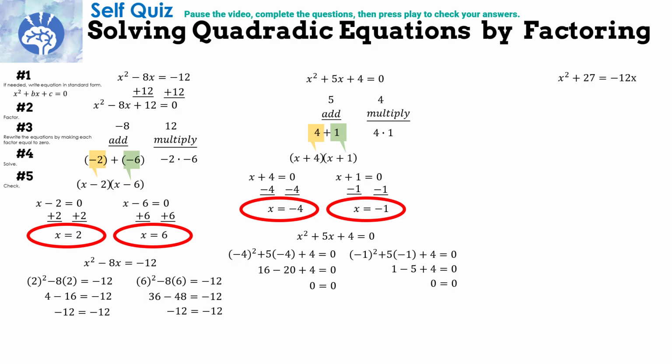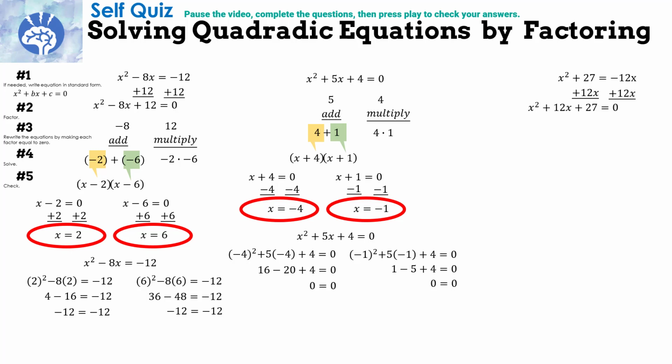Last but not least, x squared plus 27 equals negative 12x. Step number 1, it has to equal 0, okay? So for this one, I'm going to add 12x to both sides. This gives me x squared plus 12x plus 27 equals 0.